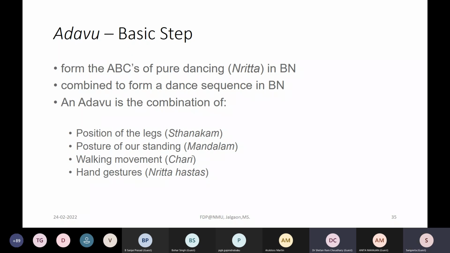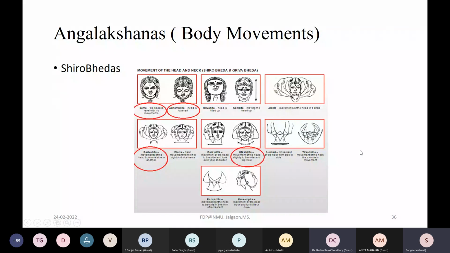So basically, whenever you go to learn dance, you're taught first only the leg movement so that you get control. Then hands are introduced, and slowly movements are introduced. Okay, so this is how dance gradually is taught. These are some of the head movements. Now I have circled the few which are taken for codification, because we needed to codify the Anga Lakshanas or the body movements so that we could develop a model.